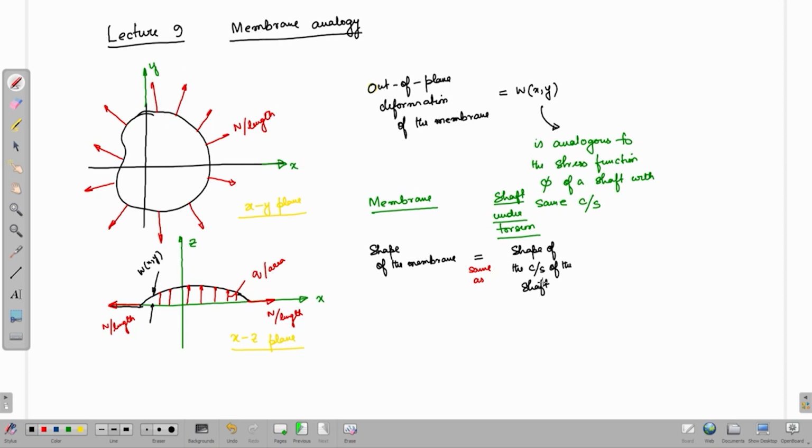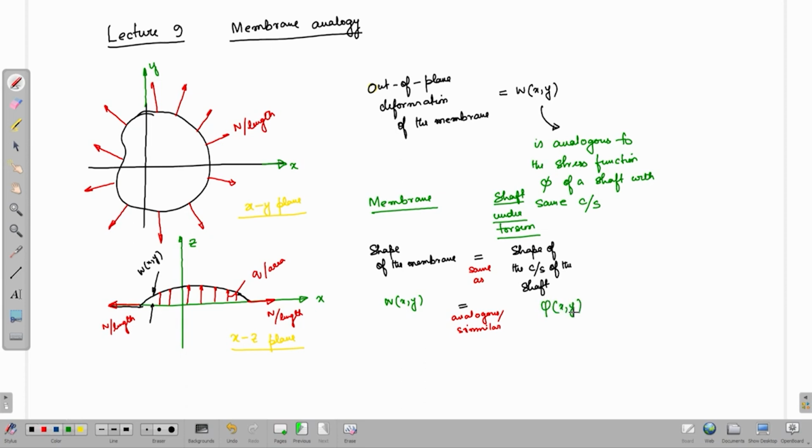Now, if this is the case, then W, that is out of plane deformation of the membrane, is analogous, is equal, or I cannot directly use the term equal, but it is analogous or similar to the stress function phi of x y.